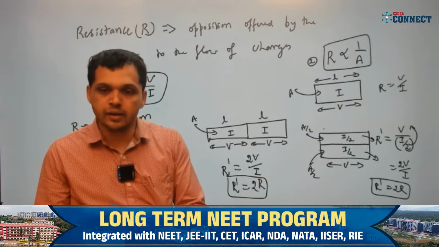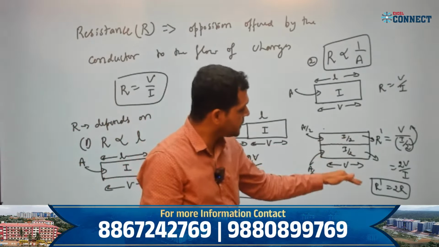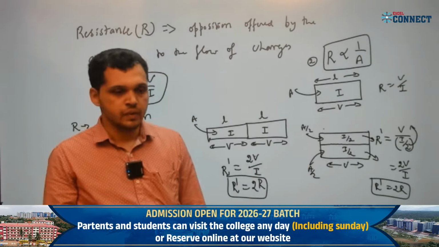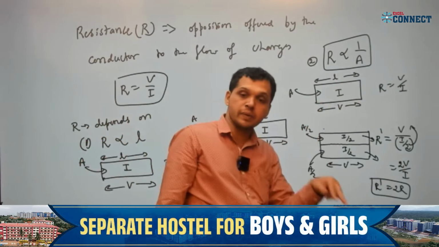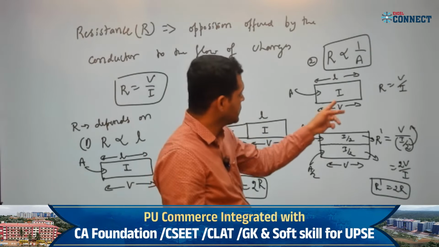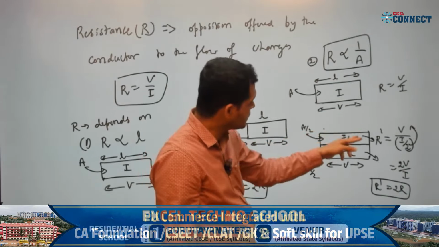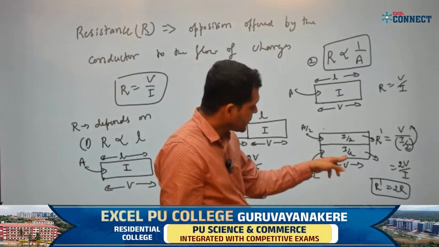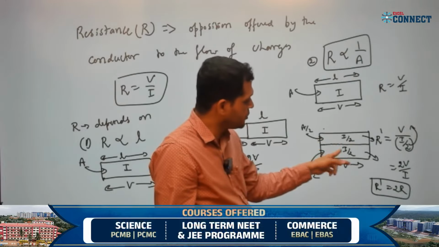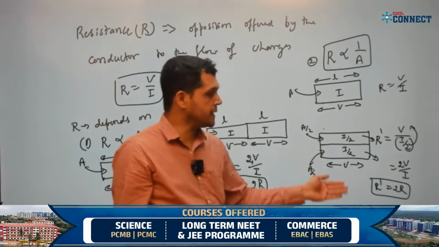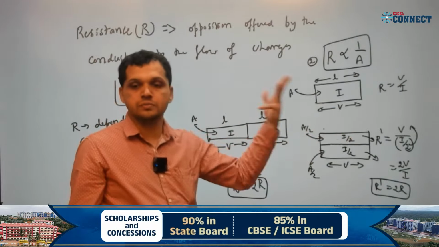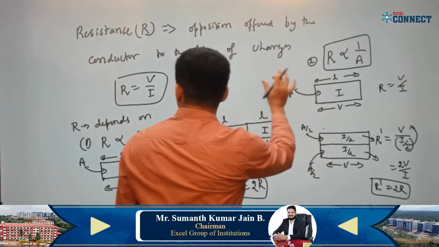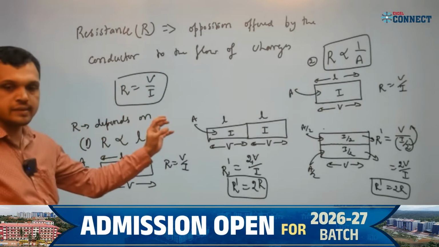In a similar way, if you place 2 conductors side by side, you can double the area. If you double the area, the current doubles, and you get the same result. So as you cut the area into half, resistance doubles. That means as area decreases, resistance increases. These are the 2 physical factors on which electrical resistance depends.